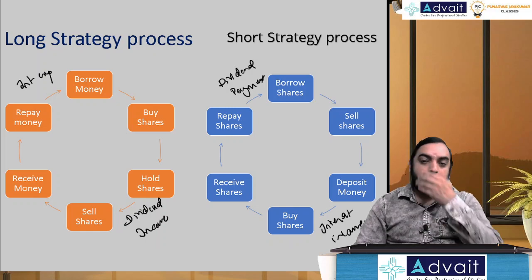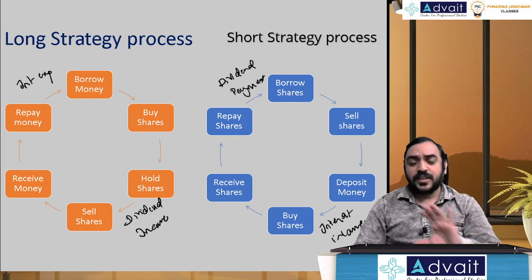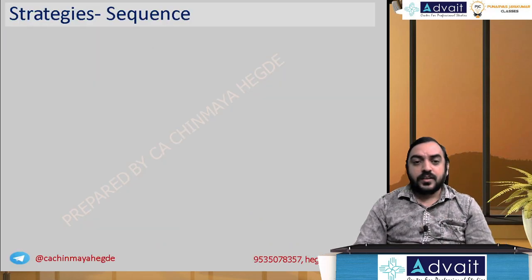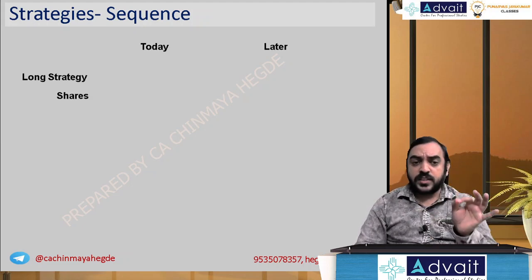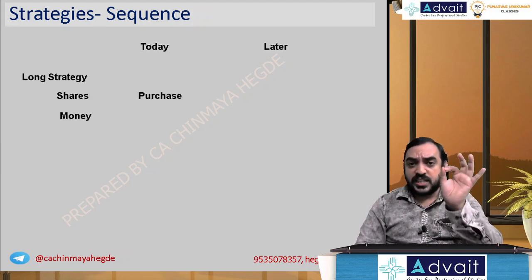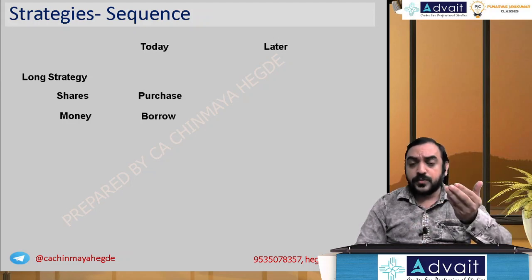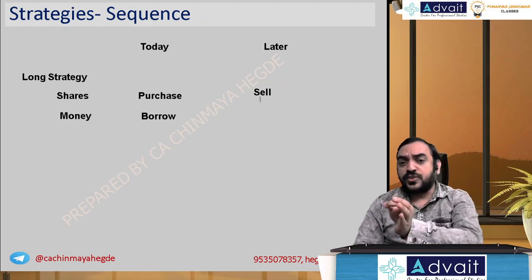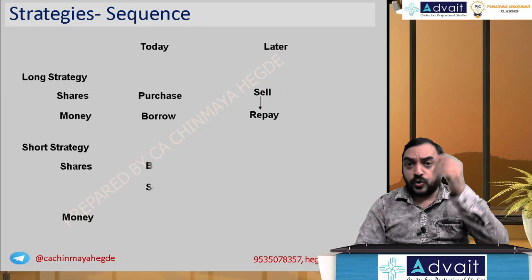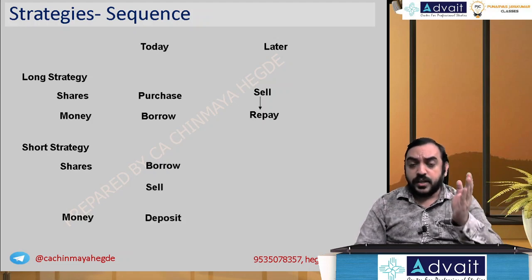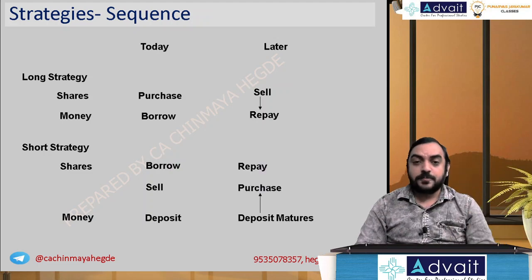You can note it down later maybe. This is again just a repetition. Once more, what do we do in the long strategy? On shares, on money. Shares we purchase, money we borrow. First, we borrow, then we buy the shares. Later, the shares we bought will be sold. Borrowed money will be repaid. In the short strategy, on shares we borrow, money will be deposited. Later, the money will be matured. The shares will be repaid.